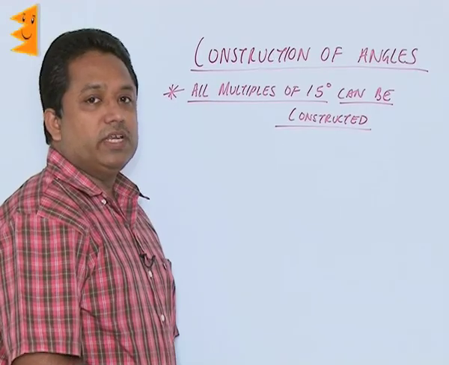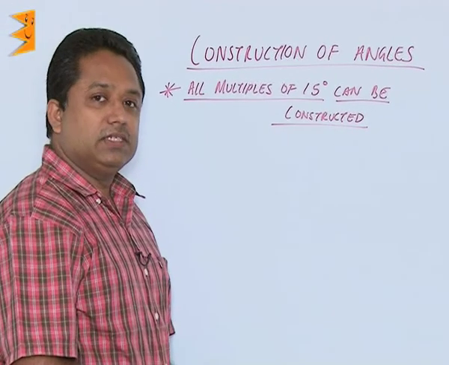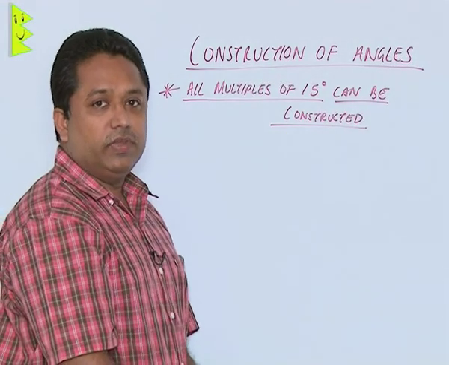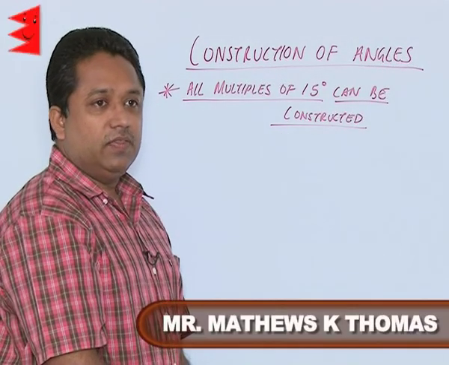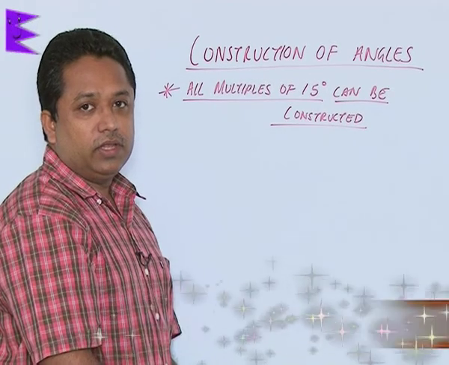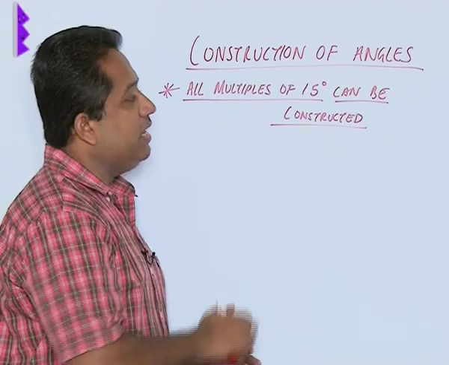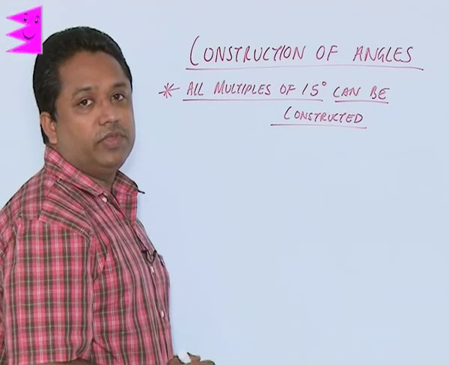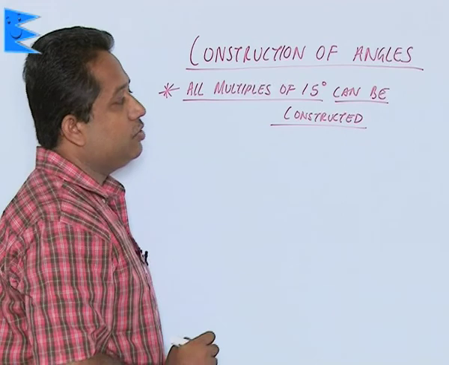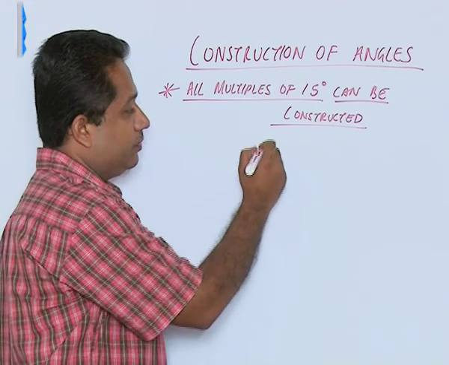Now we come to the case where we will have to construct some angles. All multiples of 15 degrees can be constructed with the help of a compass and scale. The other angles you can use a protractor and directly draw it. But when you are getting multiples of 15, that can be constructed with the help of a compass. So let us try out the different values which can be constructed.